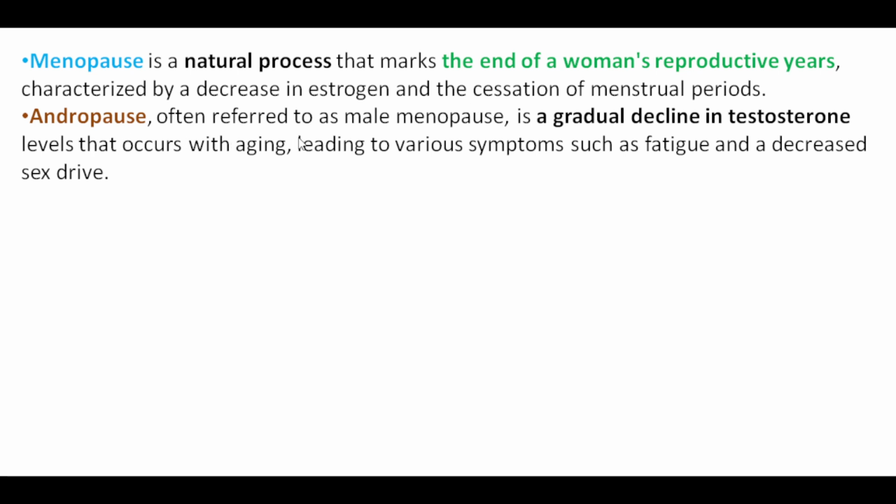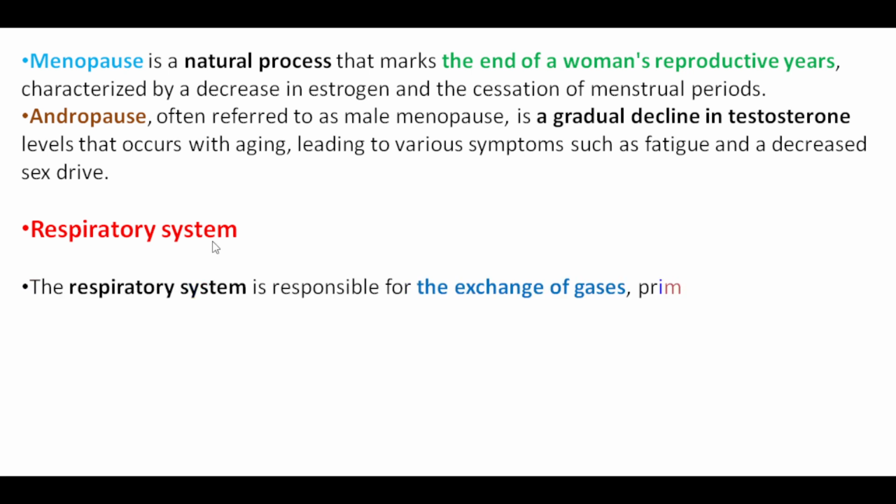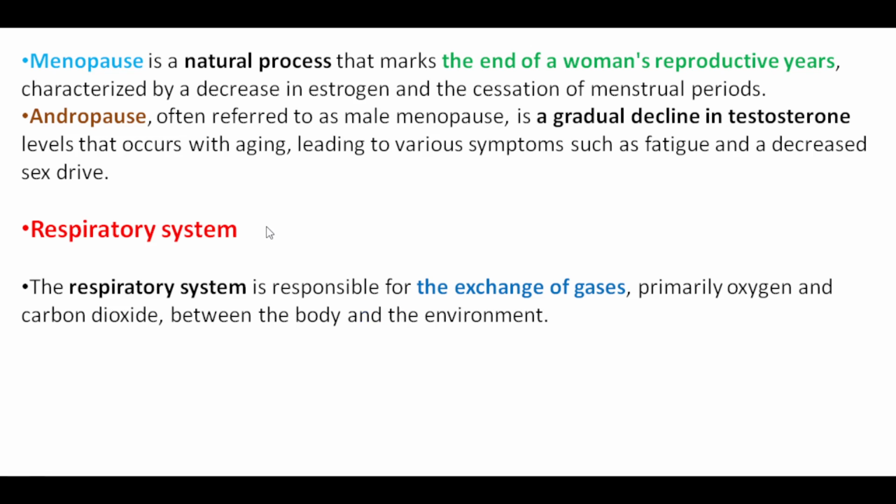Andropause, often referred to as male menopause, happens in males and is a gradual decline in testosterone levels that occurs with aging, leading to various symptoms such as fatigue and decreased sex drive. Now we see the respiratory system. We are just covering those one-liner GK which are commonly asked in different exams.